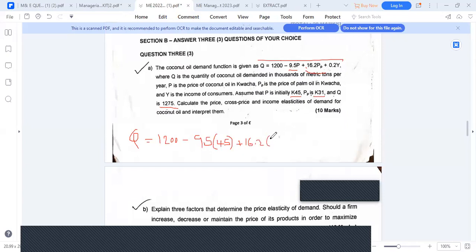So PP is 31 and 0.2. Y is what? 1275. Okay, so 1275. Let's substitute. What are we getting in substitute?